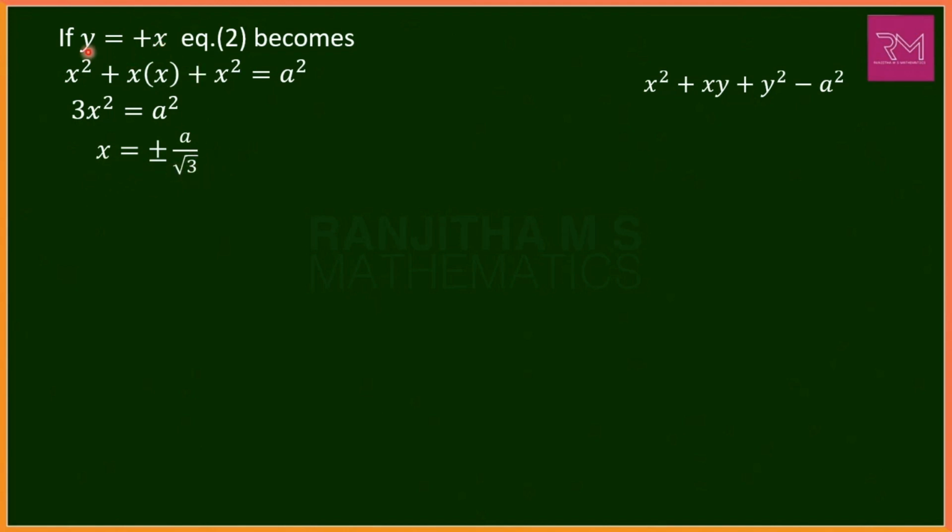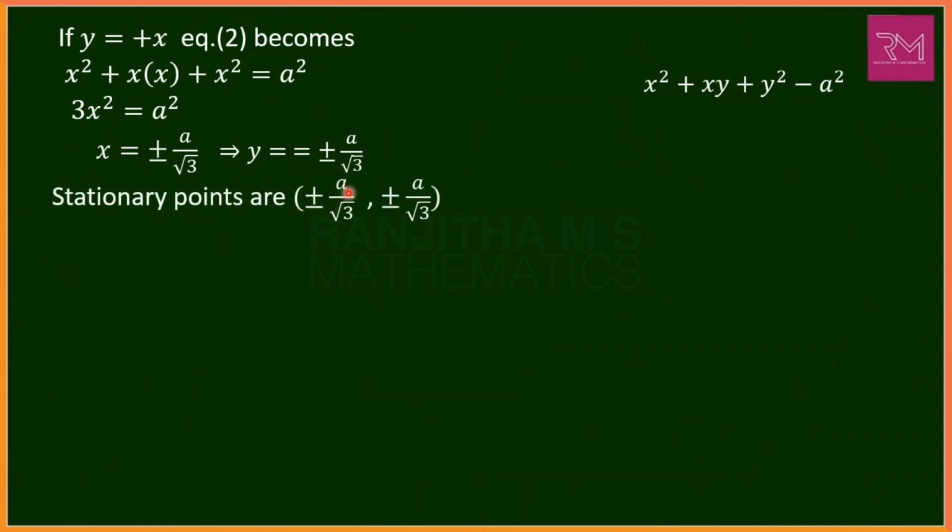Similarly, if we take x is equal to plus y, that is substituting x value as y in this equation number 2, we get the value of y as same, that is plus or minus a by root 3. That is, x is equal to plus or minus a by root 3, y is plus or minus a by root 3. Hence we can take the stationary points as plus or minus a by root 3, comma plus or minus a by root 3. In the similar way, we have to find at y is equal to minus x, that is substituting y is equal to minus x.